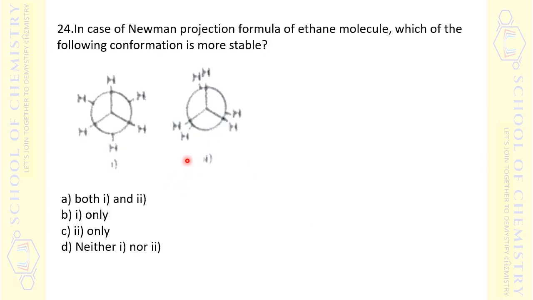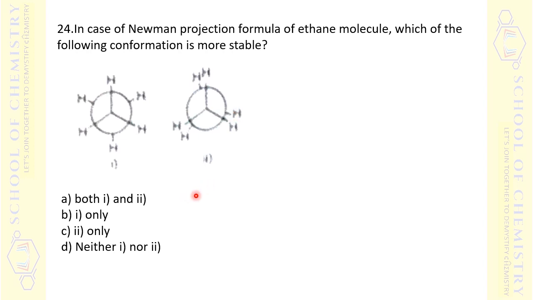Again, it is based on stereochemistry itself, but this time it is based on conformational analysis. Very simple molecule they have chosen. It is in fact ethane, right? And they say that in case of Newman projection formula of ethane, so this kind of representation is called as Newman projection. And they have given two different Newman projections of ethane molecule. Which is the stable one that they have asked?